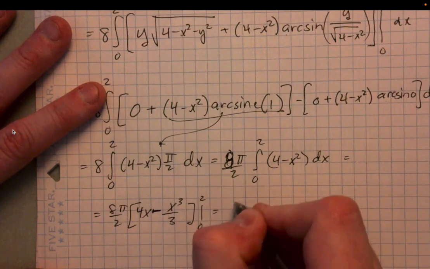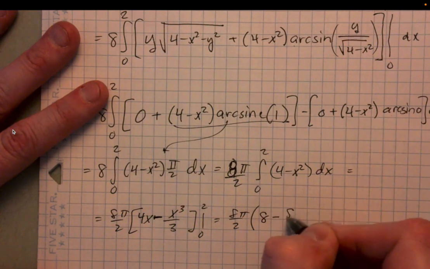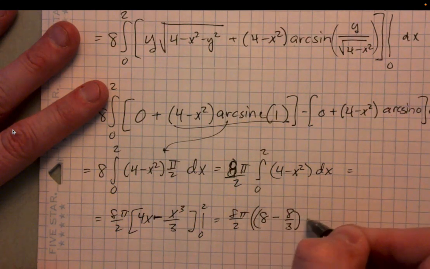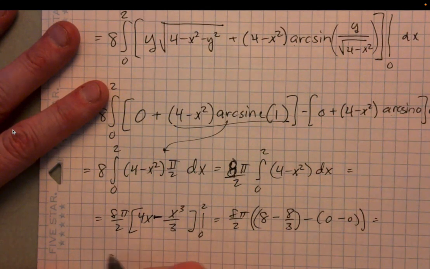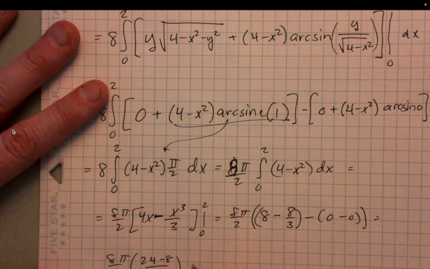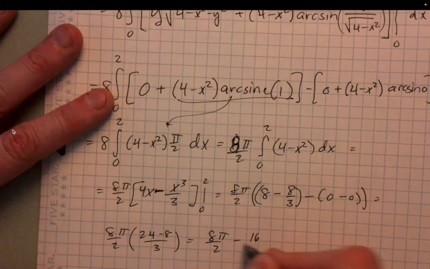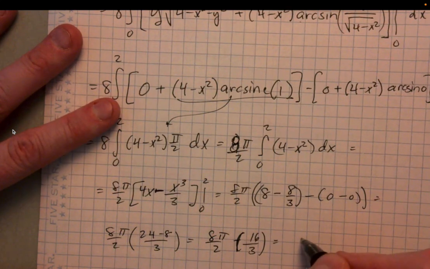And so what do we get? 8 pi over 2 times, so that'll be 8 minus 8/3. And then when we plug in the 0 at the bottom, you get 0 minus 0. Okay, so it's 8 pi over 2 times 24 minus 8 over 3. So 8 pi over 2 times 16 over 3. All in all, you get 64 pi over 3. Okay, so that's the area.